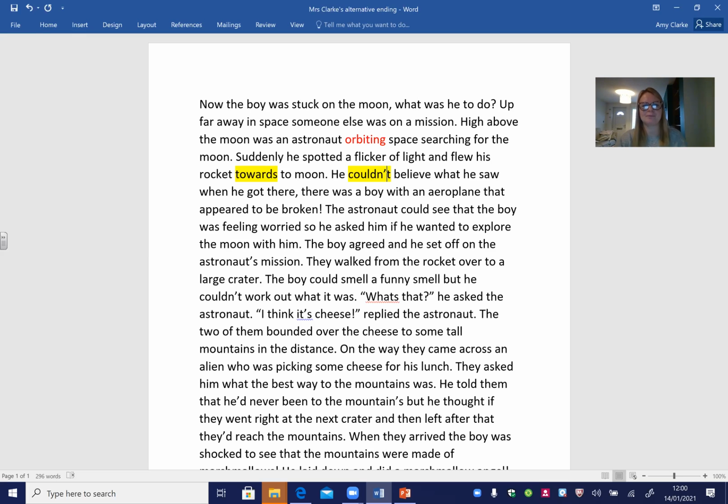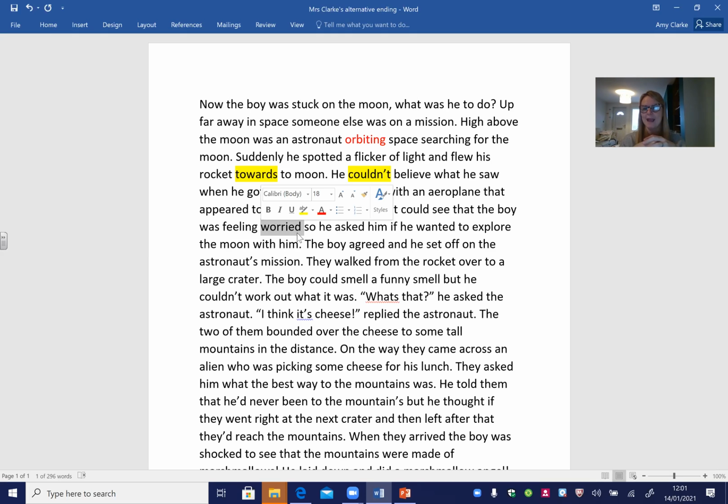Fantastic. Right. I'm very happy with that exclamation mark as well. Okay, next sentence. The astronaut could see that the boy was feeling worried, so he asked him if he wanted to explore the moon with him. Okay, right. I like that sentence, but I wonder if I can think of a better word for the word worried. Can you pause the video, have a think? Do you know any more adventurous vocabulary words that mean something similar to worried? Off you go, have a think.